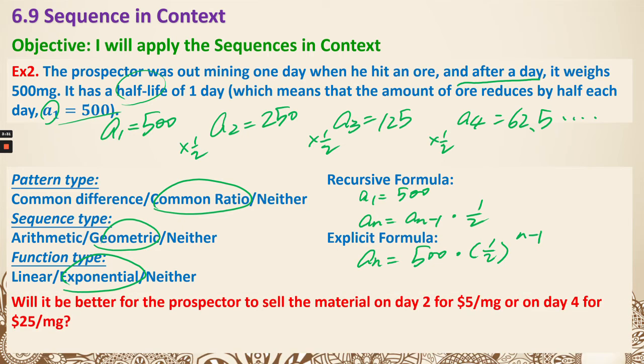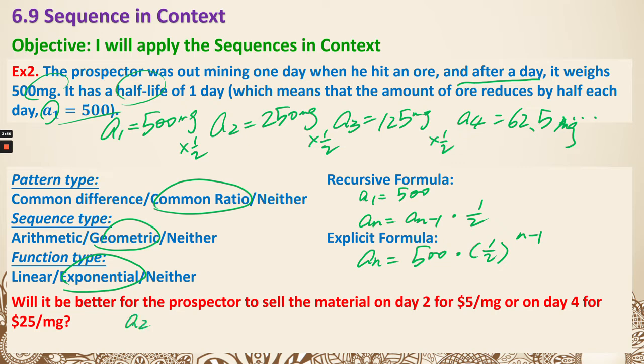Will it be better for the prospector to sell the materials on day 2 for $5 per milligram or on day 4 for $25 per milligram? Well, if you haven't noticed, all of the numbers in the sequence we got are actually milligrams. That's the weight of the ore, and you are using that weight to find out the total price on day 2 and day 4.